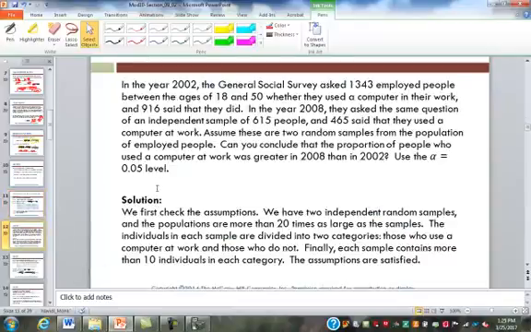So here's the same situation. They checked the assumptions, and yes, we met all those assumptions. We have two independent samples. We're assuming the populations are 20 times larger. And then there's at least 10 in each category, and there are two distinct categories in each population.